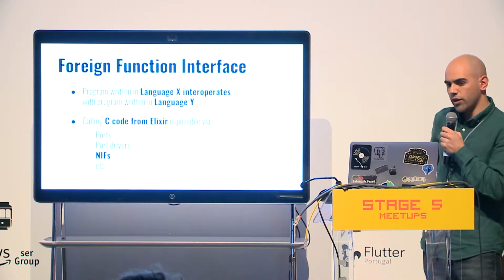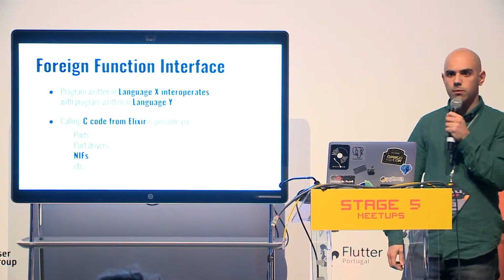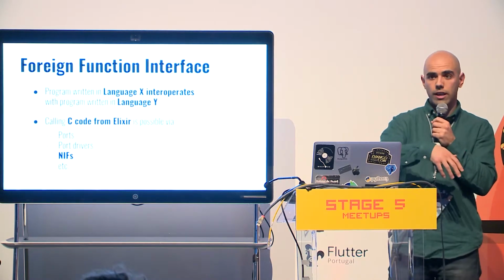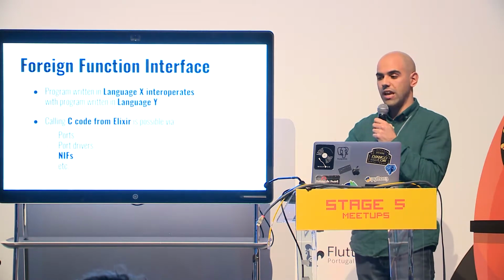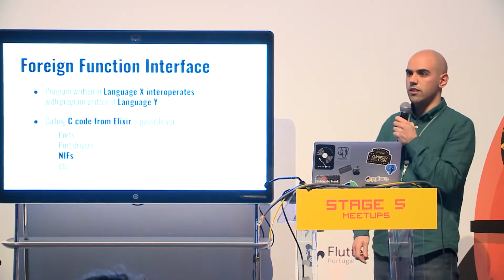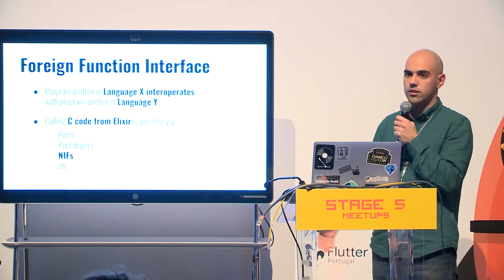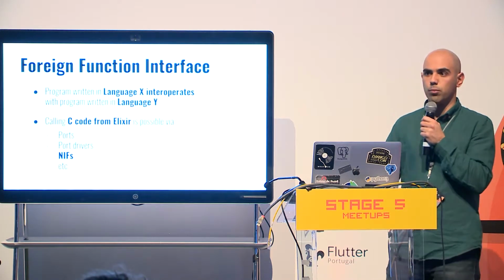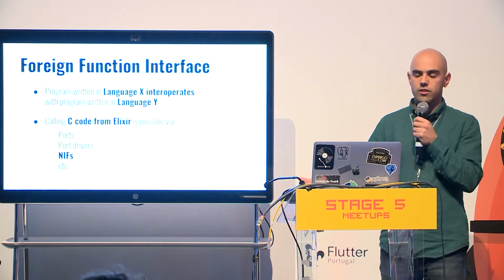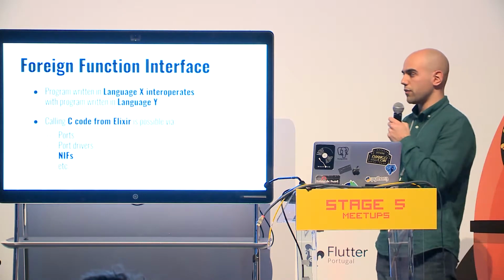So what is a foreign function interface? A very complicated name to just say that you have a mechanism, generally in programming, to interoperate a program written in language X, have it communicate with a program written in language Y. So calling C code from Elixir is possible through a number of ways, like ports, port drivers, C nodes, JInterface, or NIFs, and I'm going to focus in this talk on NIFs, native implemented functions.